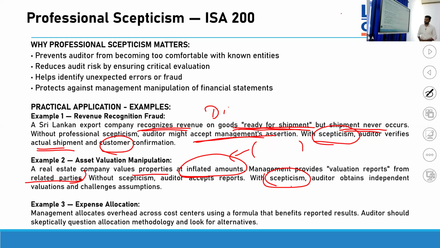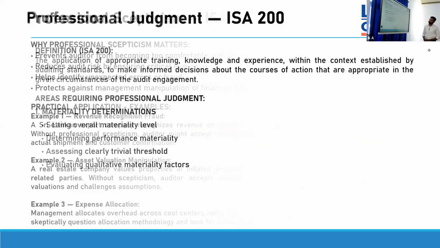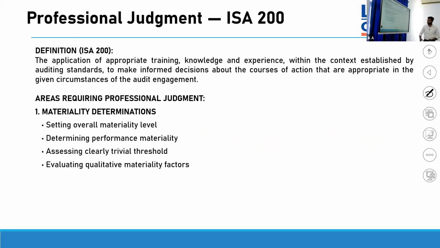Next one is expense allocation. Management allocates overhead across cost centers using a formula that benefits reported results. The auditor should skeptically question the allocation methodology: on which basis do you allocate this overhead cost? What is the basis for this allocation? Such things you get to know by questioning management. This is the way we apply our professional skepticism. Next one is professional judgment.